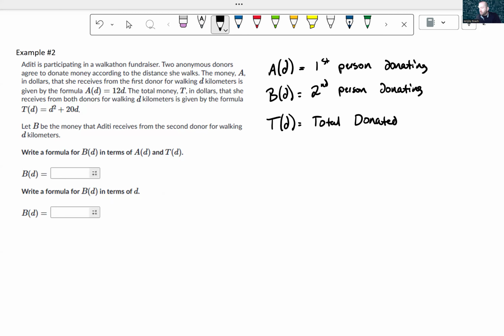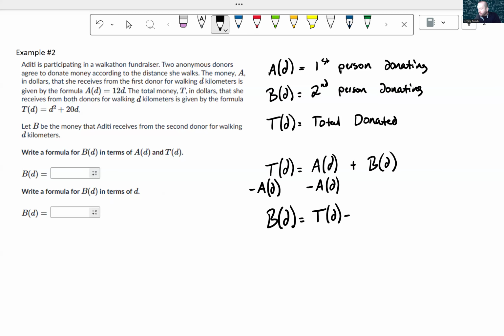So the total donated, T of D, is equal to what the first person donated plus what the second person donated. It doesn't say anybody else made any donations, so it's just those two people donating. Then we just want to solve for B of D. We subtract A of D on both sides, so we get B of D is equal to T of D minus A of D. So that's part one, and it goes in our answer box there.